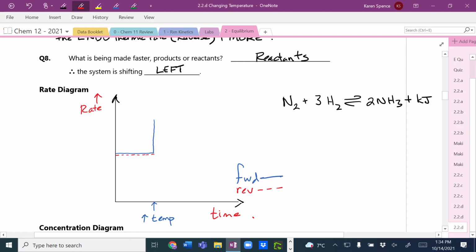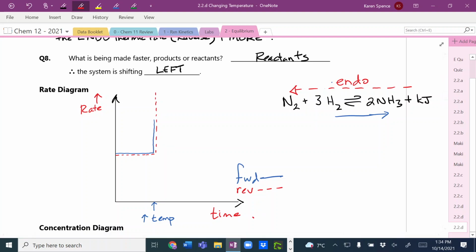What does our reverse rate do? It also goes up. Does it go up by the same amount or by a different amount? It goes up more because that's our endothermic reaction, yes? So our endothermic reaction increases more, so we're going to see that go up, and I should have started this lower down or not made my forward increase as much, but that's okay, I'm just going to go way up there.